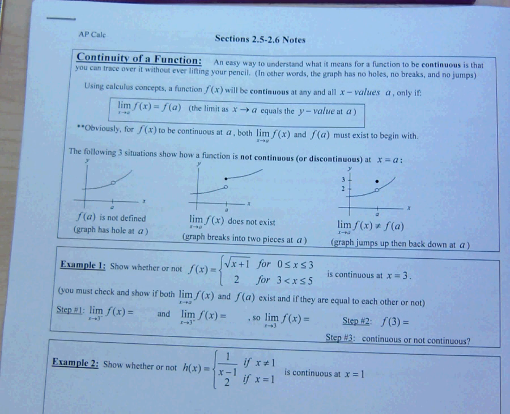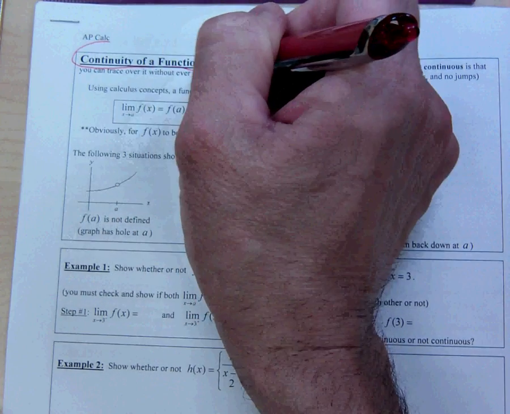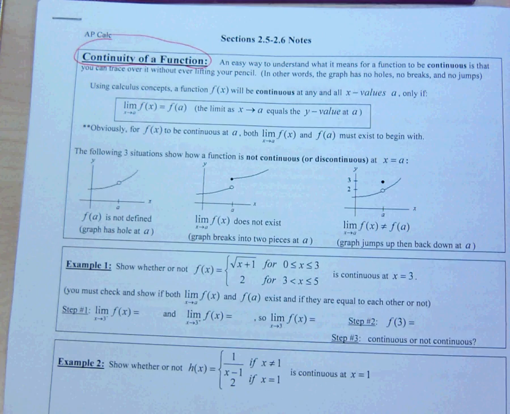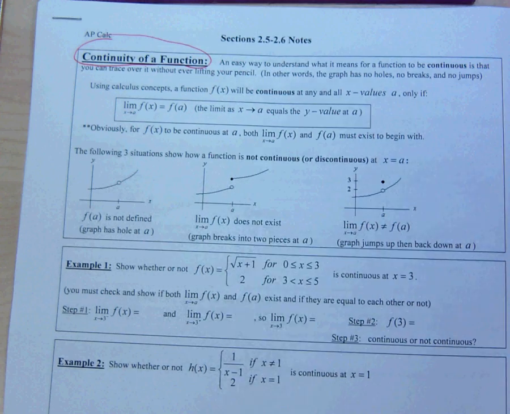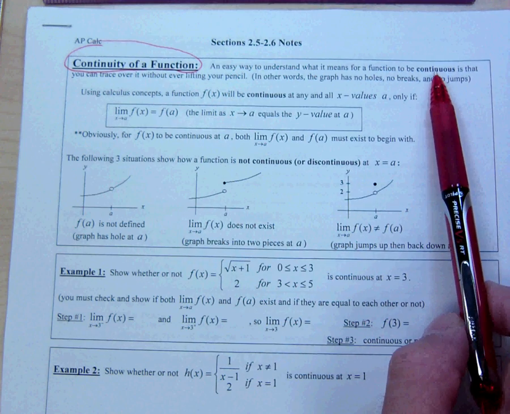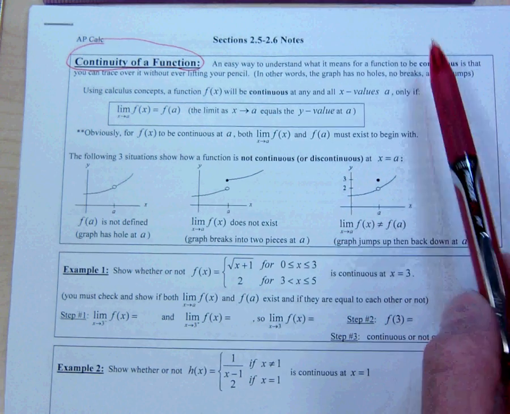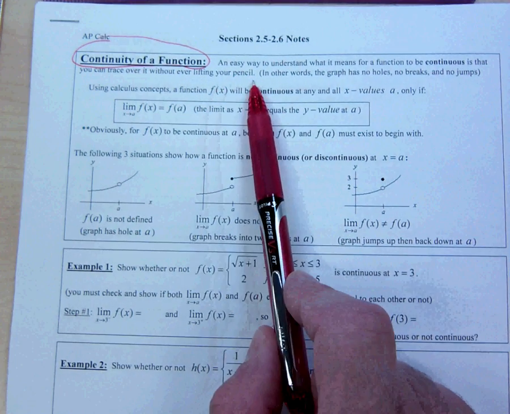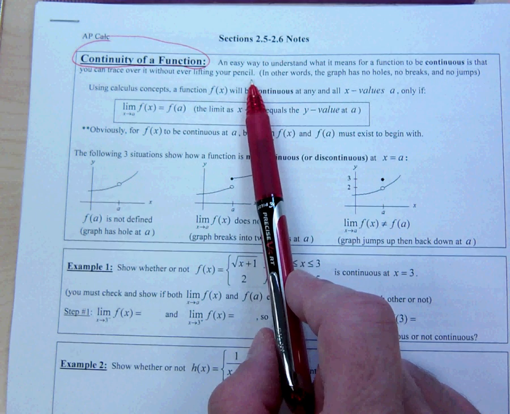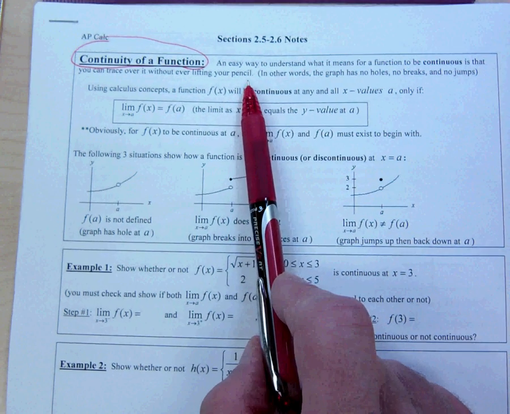Okay, there's a lot of terminology in this lesson that you guys got to be familiar with. The first thing that we're going to talk about for a little while is continuity of a function. I'm just going to go through this one box at a time. Let me start with an easy way to understand what it means for a function to be continuous. The easiest way to think of a continuous function is if you can trace over it without ever lifting your pencil. Then you can say the function is continuous. Is that clear? It's the easiest way to think about that.